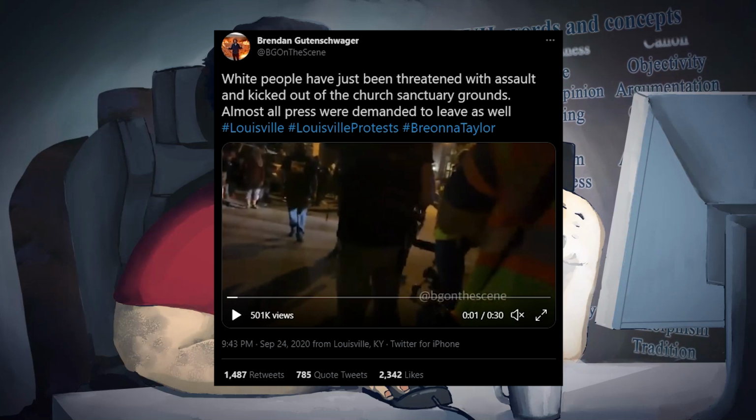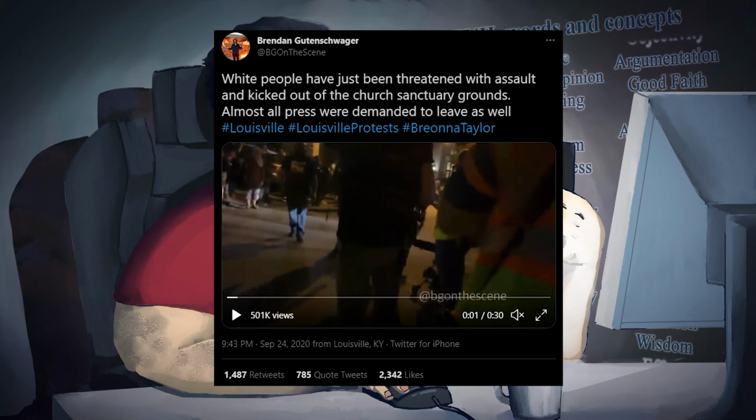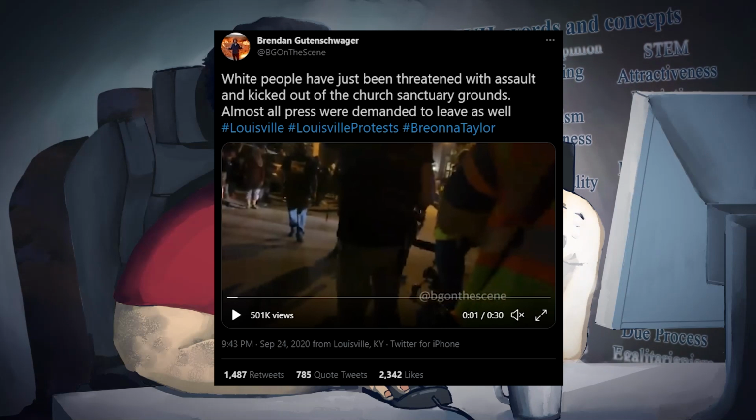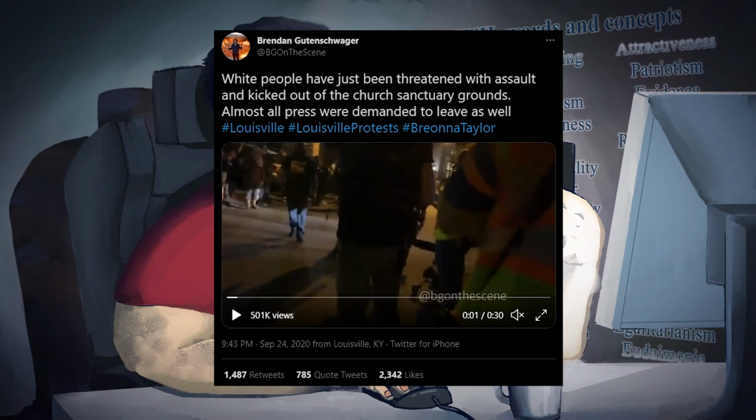During the Breonna Taylor protests, the protesters not only removed all white people, but also removed the press. They, too, didn't want to be filmed.